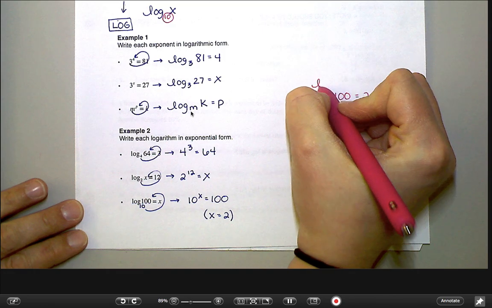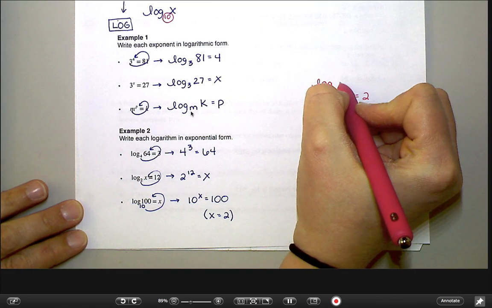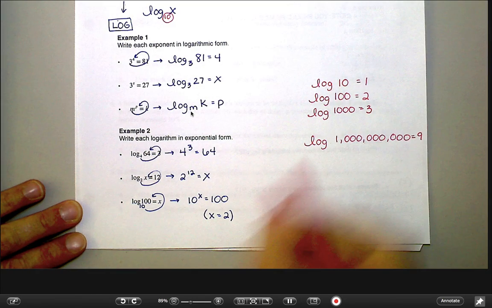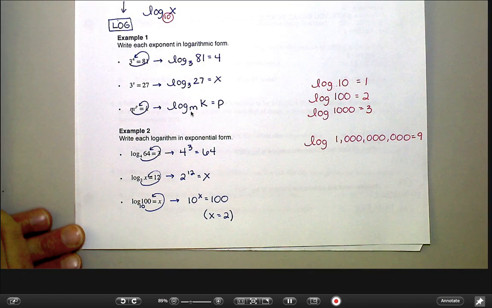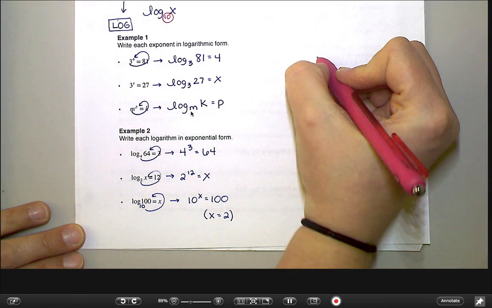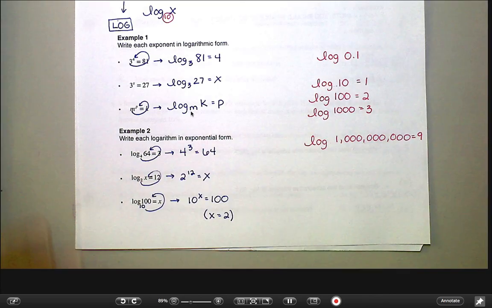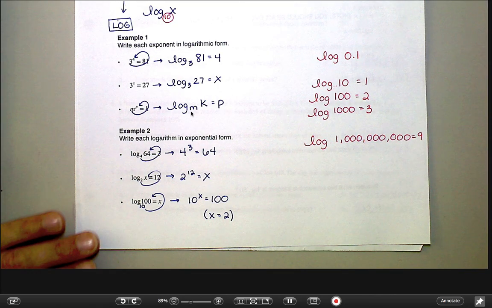Let me just throw this one in here. If I asked you for just log of 10, that would be 1, right? Because 10 to the 1st power makes 10. So then what would be the log of 0.1? Okay? Well, let's think about this.